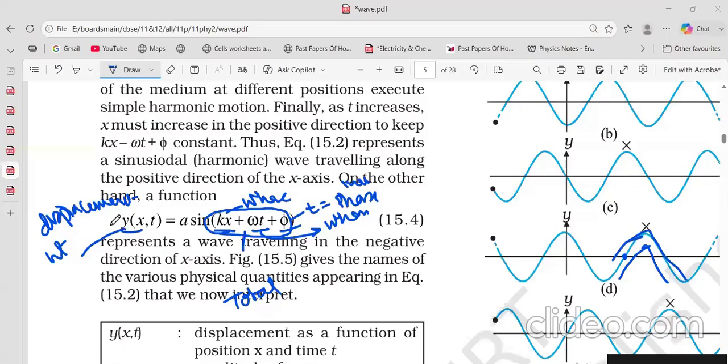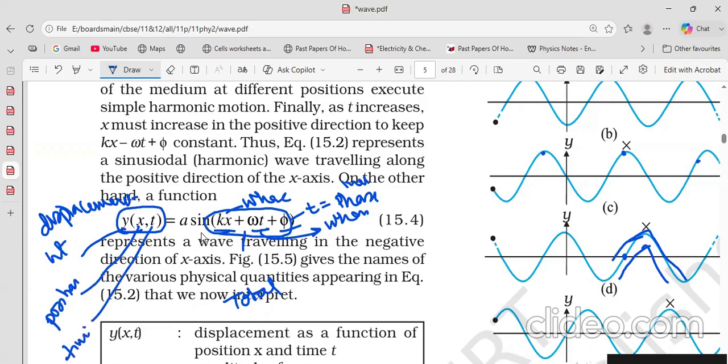Two things happen when a wave moves. One, we are defining a wave by its displacement. I mean, what's the displacement of this point, of this point, of this point? Now, the displacement is dependent on two things: which position we are talking about, and at what time we are talking about.